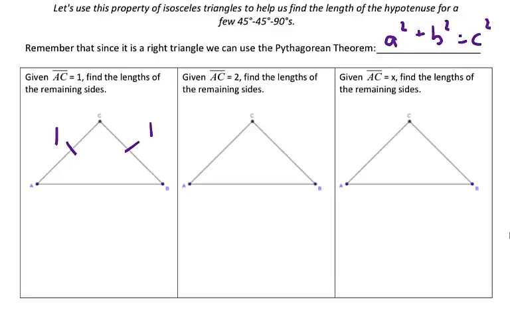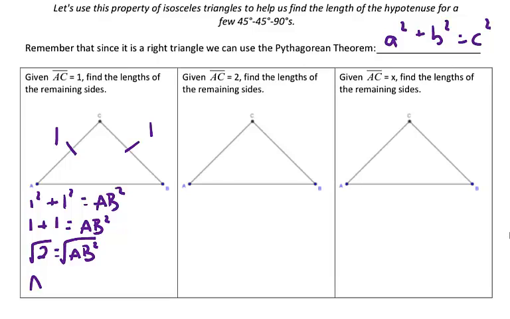To solve for AB, we set up the Pythagorean theorem. We know that 1 squared plus 1 squared equals the side length of AB, quantity squared. 1 squared is just 1, so 1 plus 1 equals AB squared. So 2 equals AB squared, and to get AB by itself, we're going to take the square root of both sides. So AB is equal to the square root of 2.